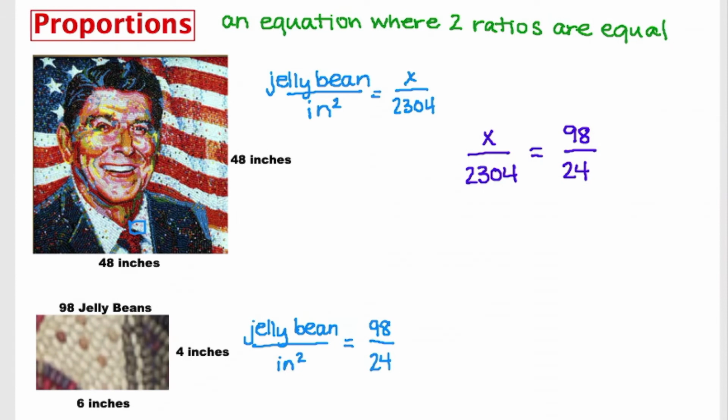A little algebra throwback here. The opposite of dividing by 2304 is multiplying by 2304. And on the other side, the opposite of dividing by 24 is multiplying by 24. And that's where we get the idea of cross multiplying. If we multiply both sides by 24, the x gets multiplied by 24, and the 98 gets multiplied by the 2304.